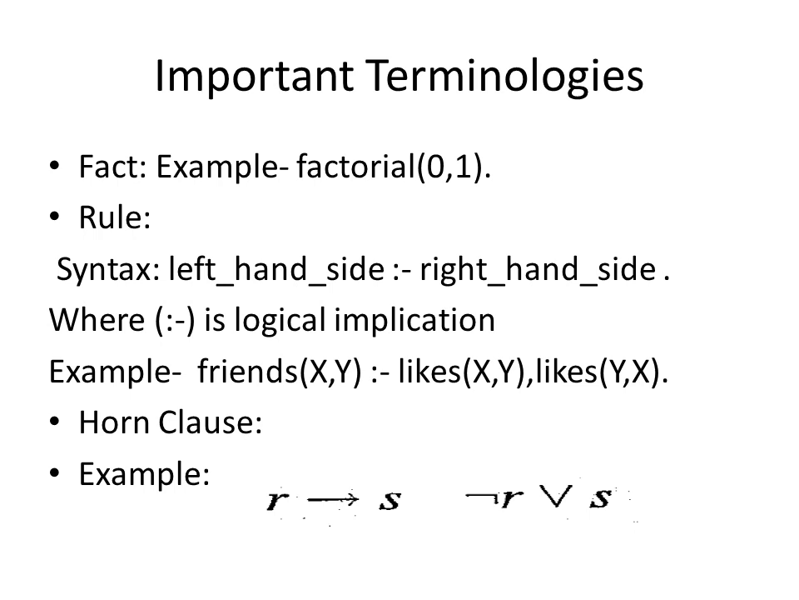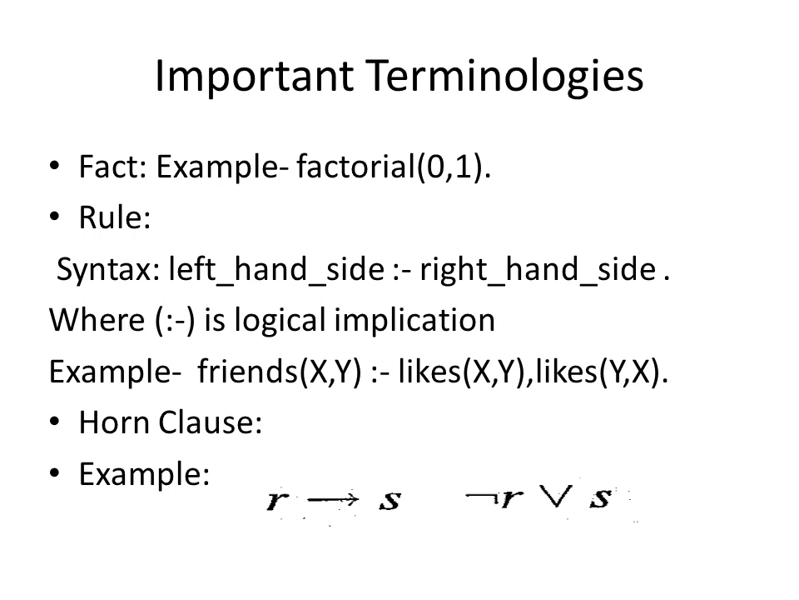For example, friends(X, Y) implication likes(X, Y) and likes(Y, X). Here comma means the and connective. It can be read as X and Y are friends if they like each other.